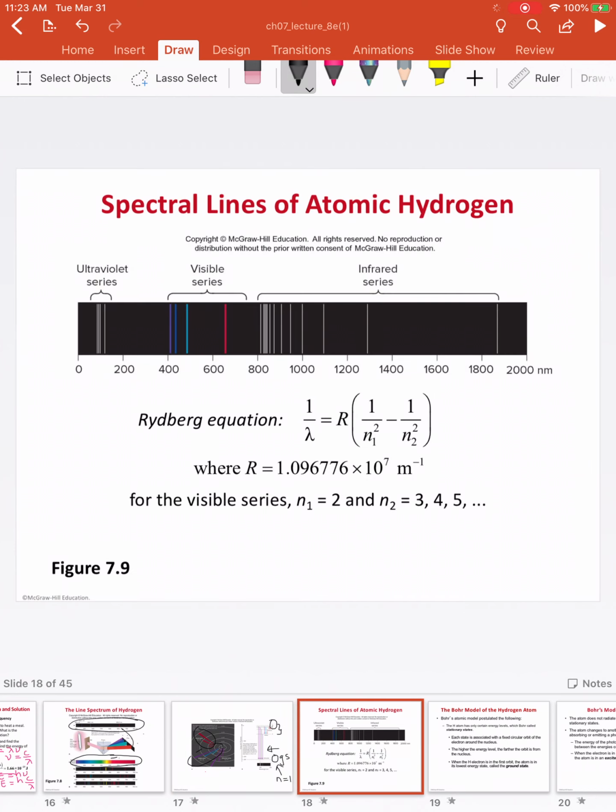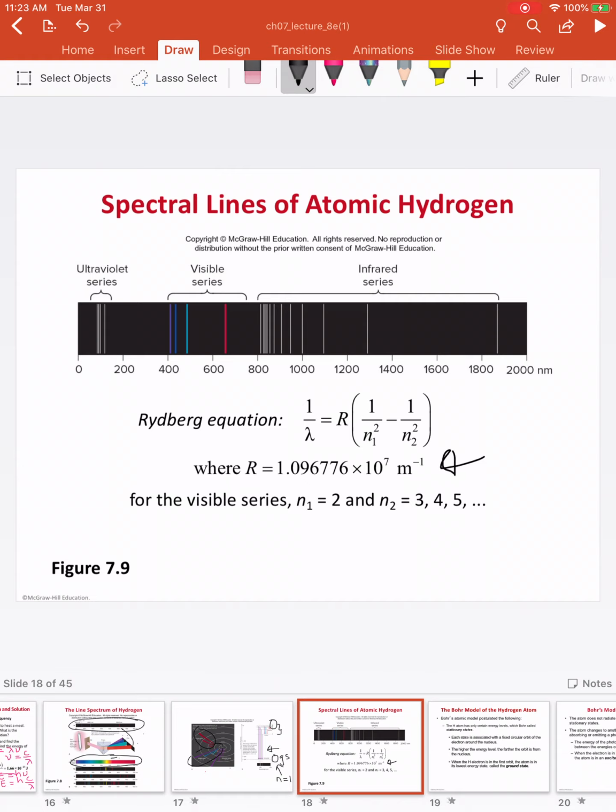Spectral lines of atomic hydrogen. The three regions that we talked about in the previous slide, you can also see in this diagram: the ultraviolet series, the visible series, and the infrared series. If you want to find the wavelength of these different transitions when the electrons are moving from one level to another, we can use the Rydberg equation, which is 1 over lambda equals R times (1 over n1 squared minus 1 over n2 squared). R is a constant which we call the Rydberg constant, and this constant is given to you.